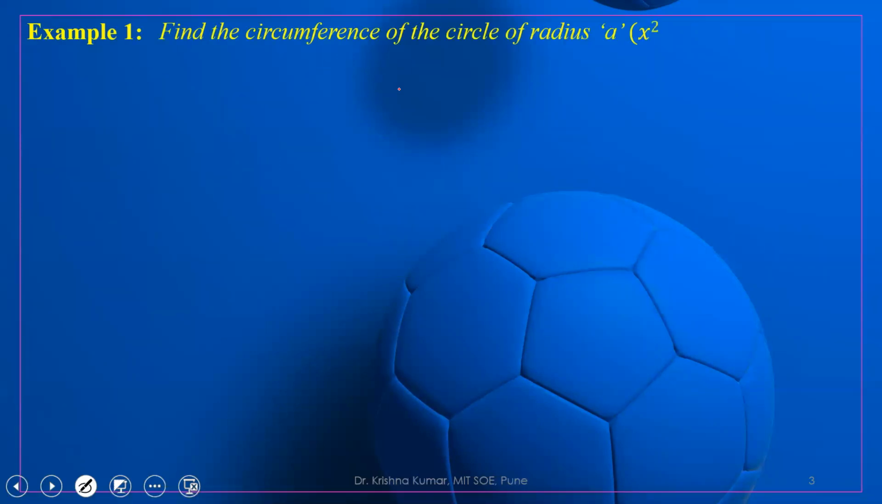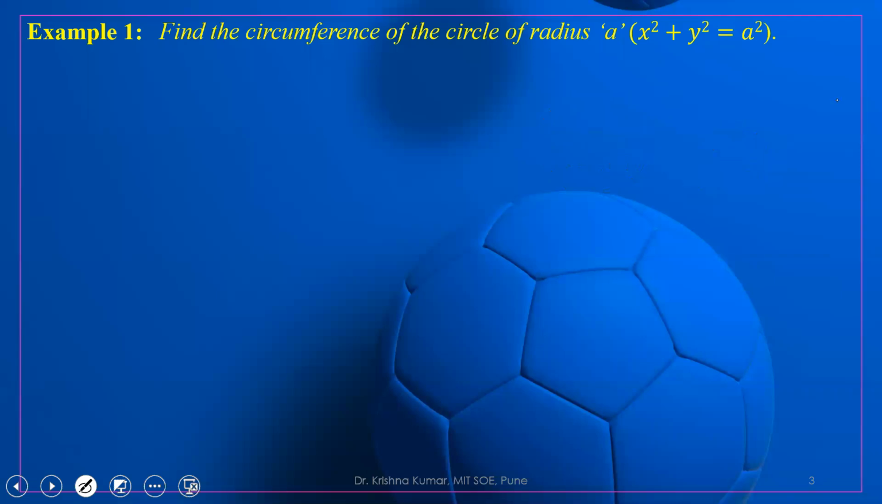So let us take a very well-known example. Find the circumference of the circle of radius a, that is x square plus y square equal to a square. Everyone knows that if we have given a circle of radius a and center 0, 0, this is the equation of the circle. And what is the circumference? Circumference means the length of the whole circle. It is 2 pi r, which means 2 pi a. So everybody knows that the length of the circumference of the circle is 2 pi a. So let us try to find it out with the help of our formula.